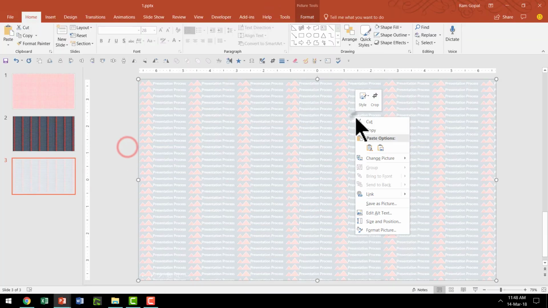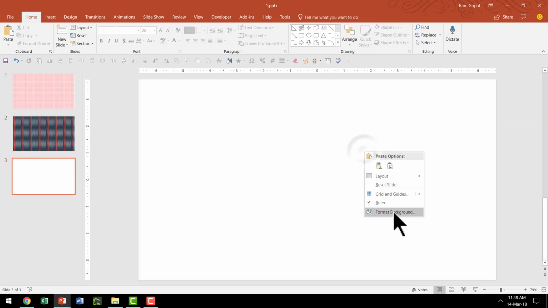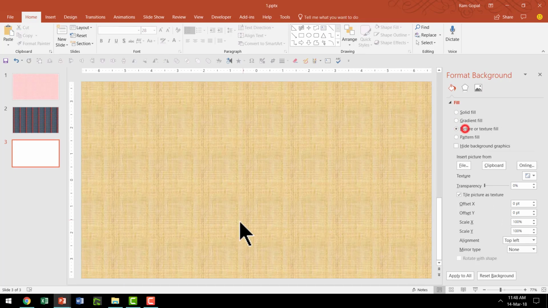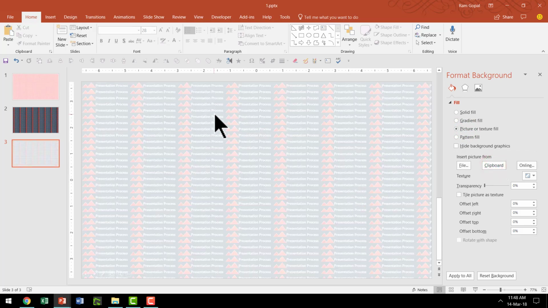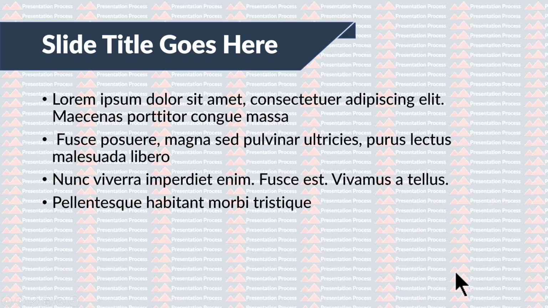What you can do is right click and cut it, go to format background and paste it as picture or texture, and insert picture from clipboard so that we have this as part of the background, so it doesn't really move when I add elements on top of it. Now, if I add my slide title and some content, it will look as neat and stunning as this.